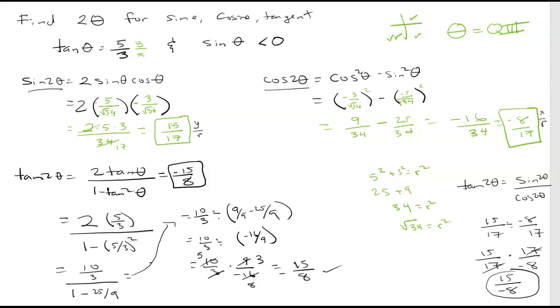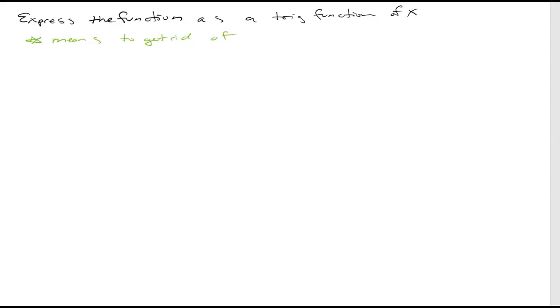Okay, the last type of problem I want to show you is something that looks like this. We are going to express the function as a trig function of x. Basically what this means, put a little star, it means to get rid of any coefficients with the x.